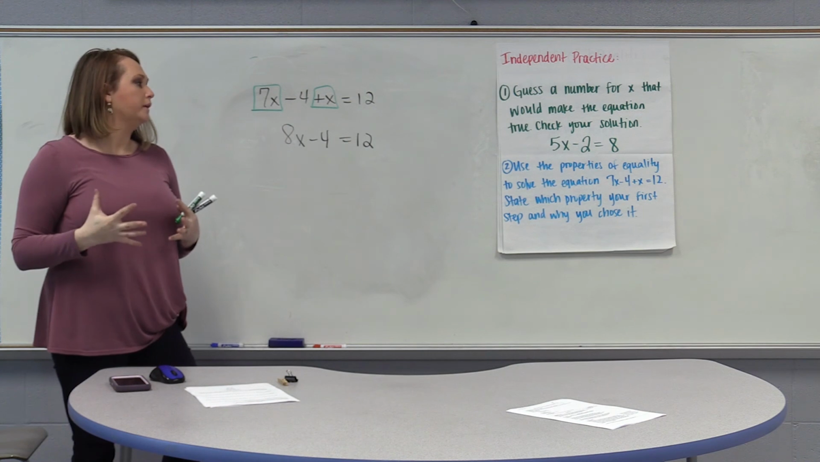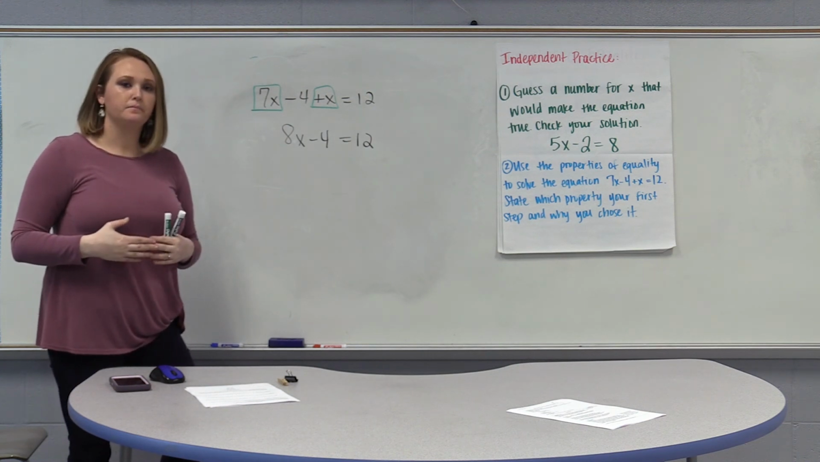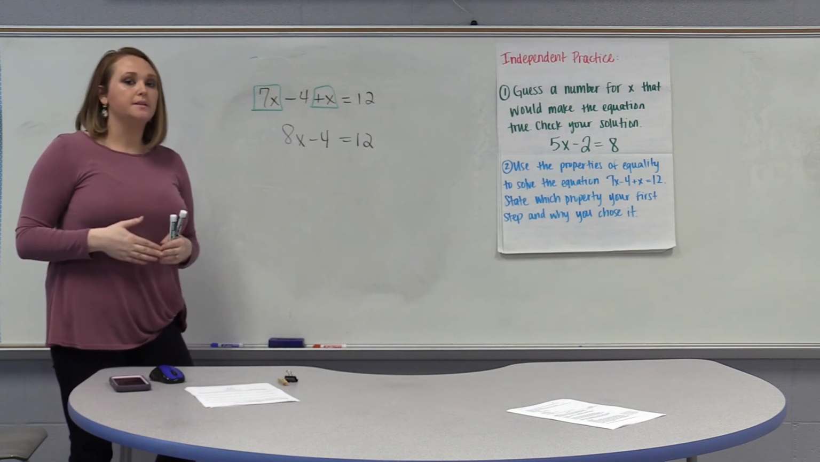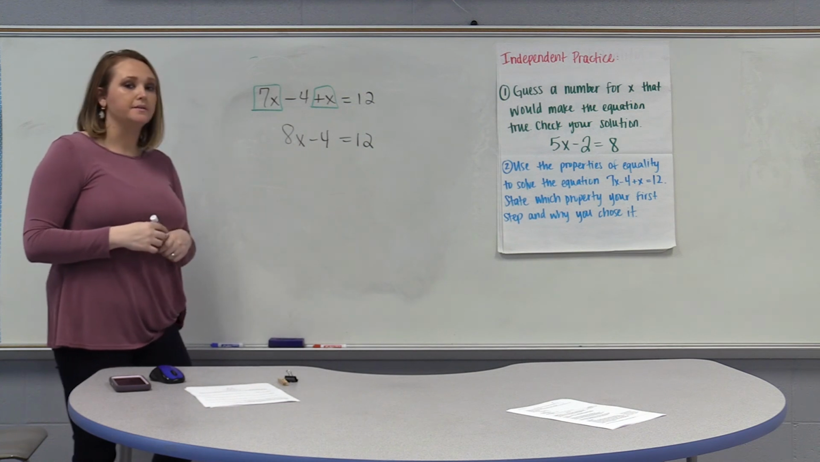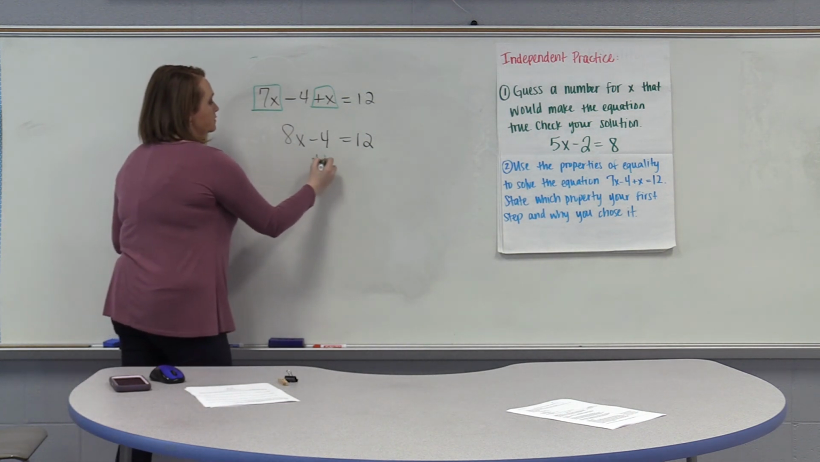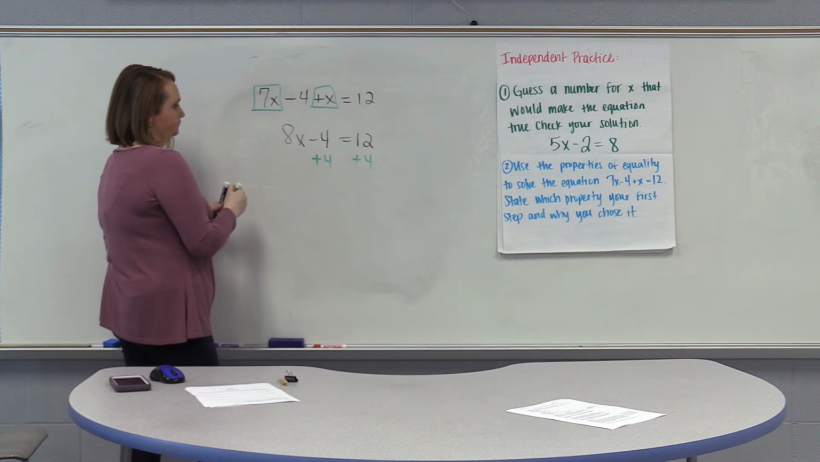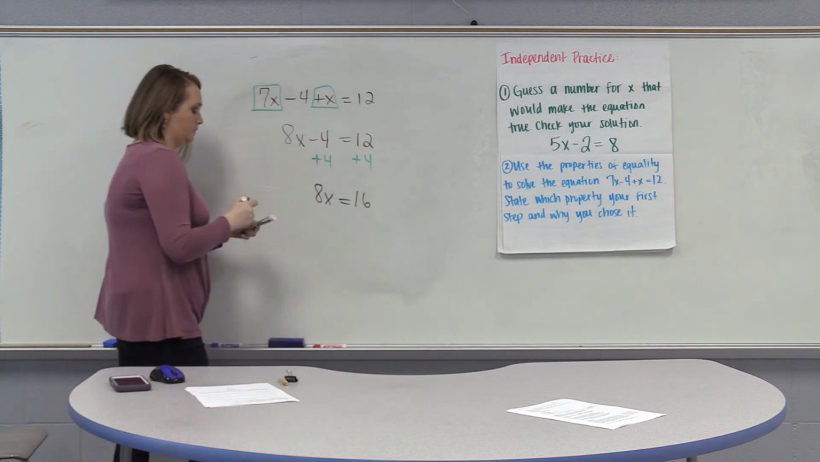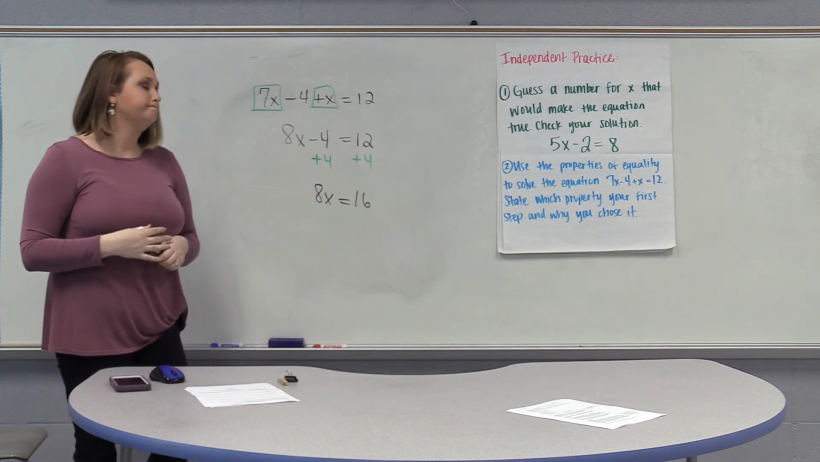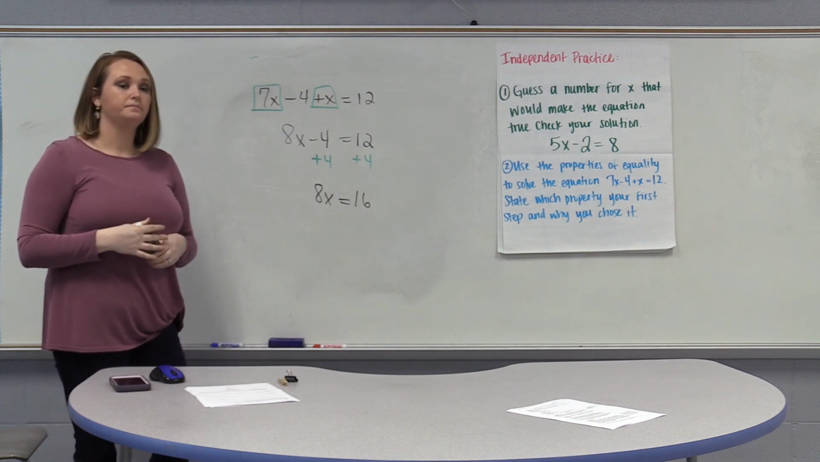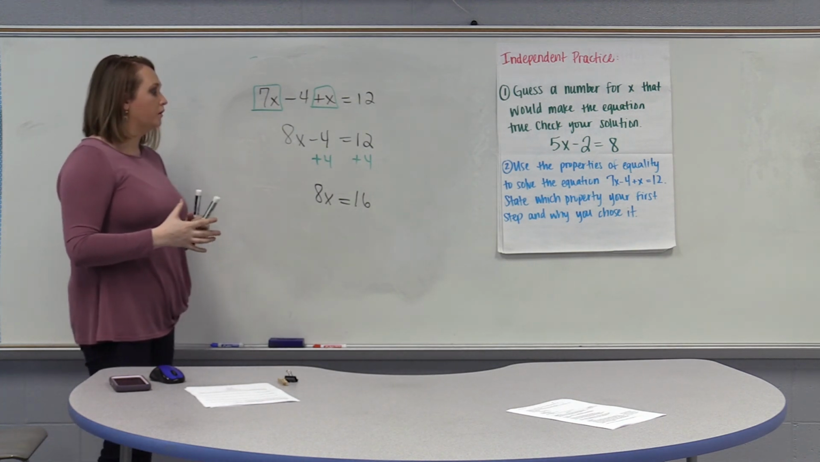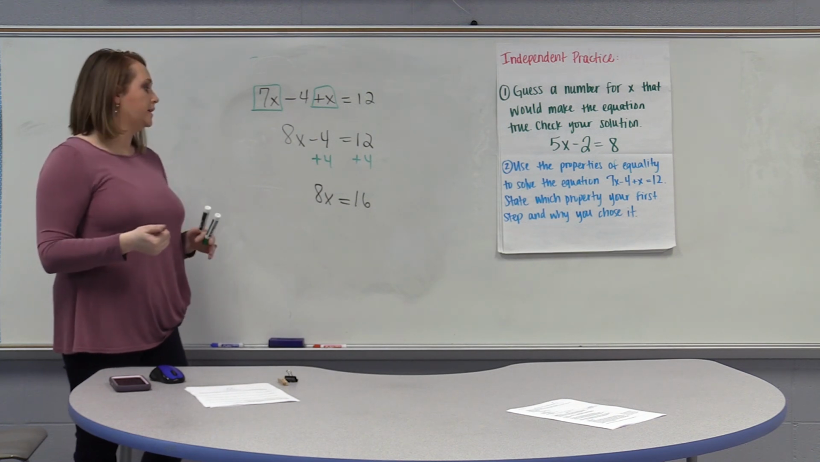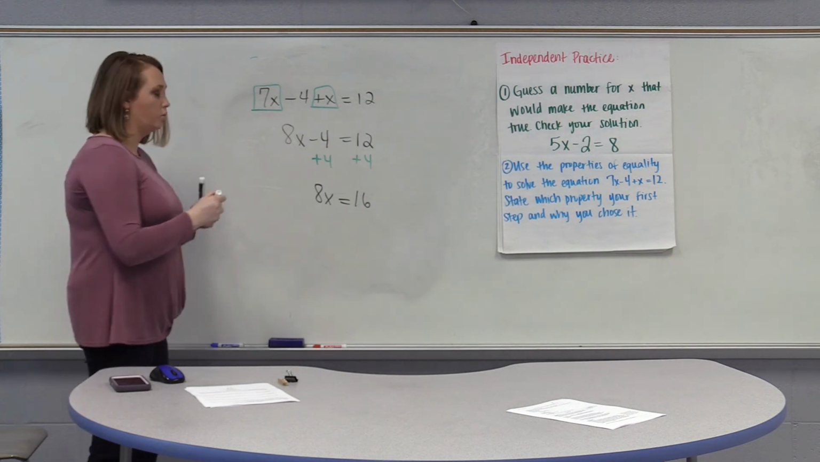Which property of equality should we use at this point? If A is equal to B, then A plus C is equal to B plus C when C is positive 4. Let's go ahead and solve this equation. At this point, I would use the property of equality: if A is equal to B, then A divided by C is equal to B divided by C when C is equal to 8.